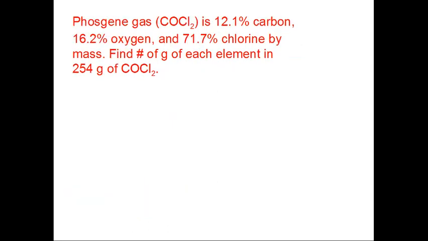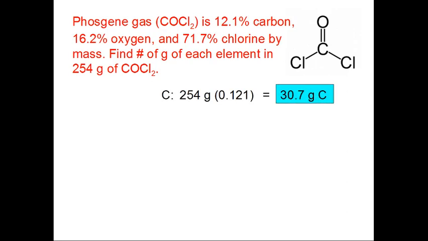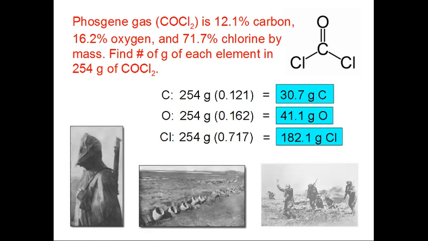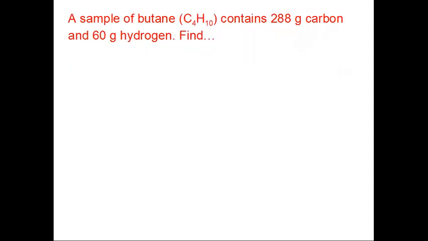Phosgene gas is another example here. I'm going to just do a quick math example. I'll fly past this, and you probably can skip it as well. But phosgene gas is made of carbon, 254 grams. We're going to multiply it by its percent, 12.1%, 0.121, same thing. You get 30.7 grams of carbon. Oxygen, 254 grams is our total, multiplied by its percent, 41.1 grams of oxygen. And chlorine. Got to add up to our total, so we can do the math like that. And we have phosgene gas, mustard gas, used in World War I, showing how the properties work.